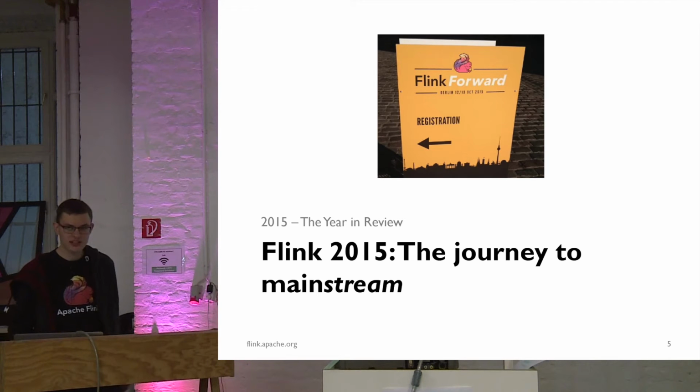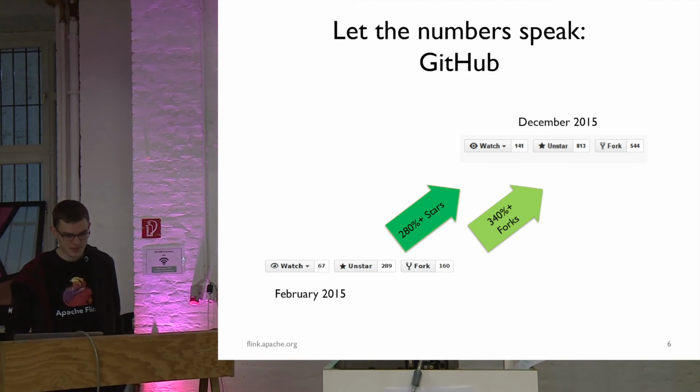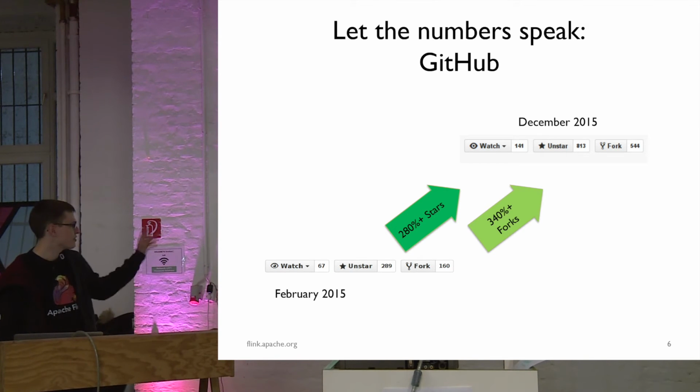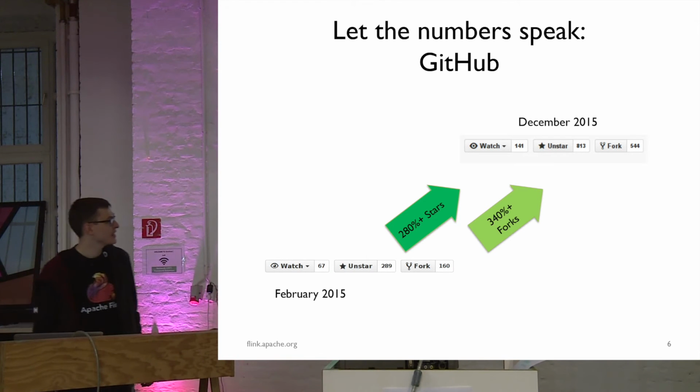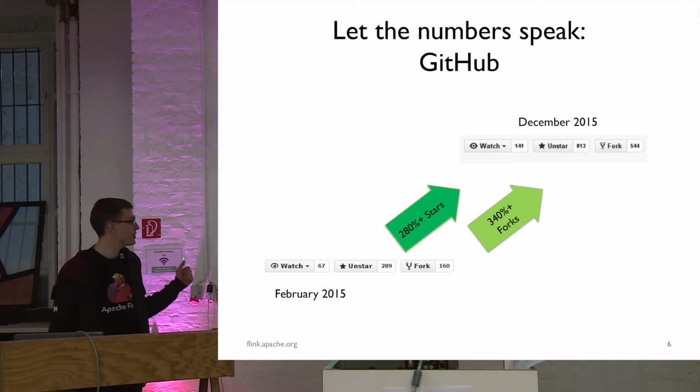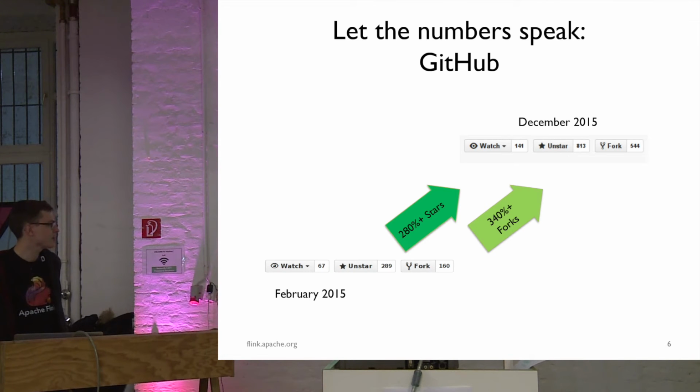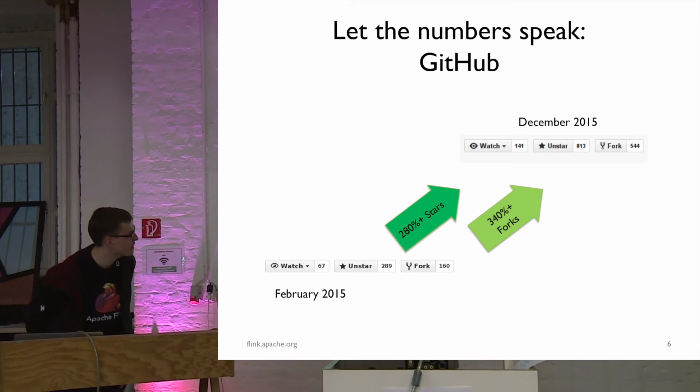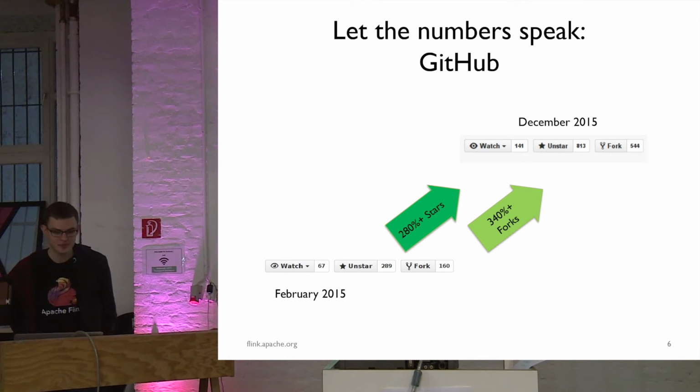And one good source of understanding what happened is by looking at numbers. One number is, for example, the number of stars that we have on our GitHub repository. So in February, that was the oldest screenshot that I found for the number of stars. We had 290 stars. Now we are at 813, probably more by now. And also the forks went up from 160 to 544.